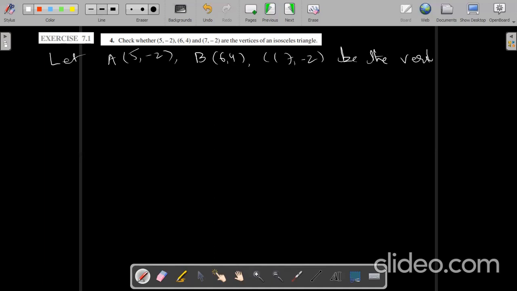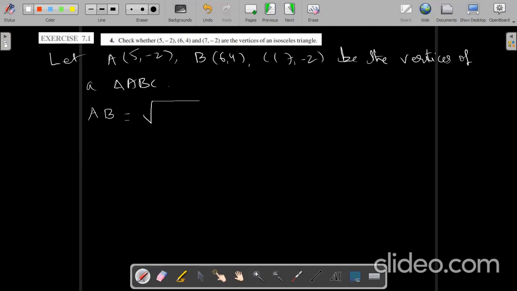a triangle ABC. Now we have to show that this triangle has two sides equal, then it will be an isosceles triangle. So we will find the sides AB, BC and CA. If you get two sides equal, then no need to find the third side. So first we will find side AB. ABC is a triangle. And we have to find AB, BC and AC. If two sides come equal, then it will become an isosceles triangle. So we are finding AB.